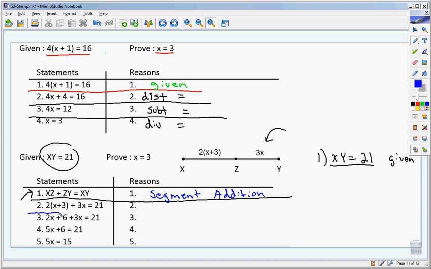What property then would allow me to take xz and replace it with 2x plus 3? This is substitution. Everything from here is algebraic. The only statement that was geometric was the first one that was here. What's the next one? Distributive.